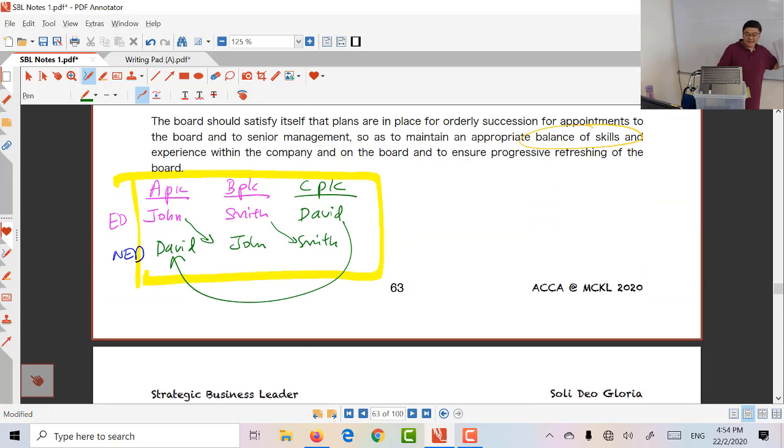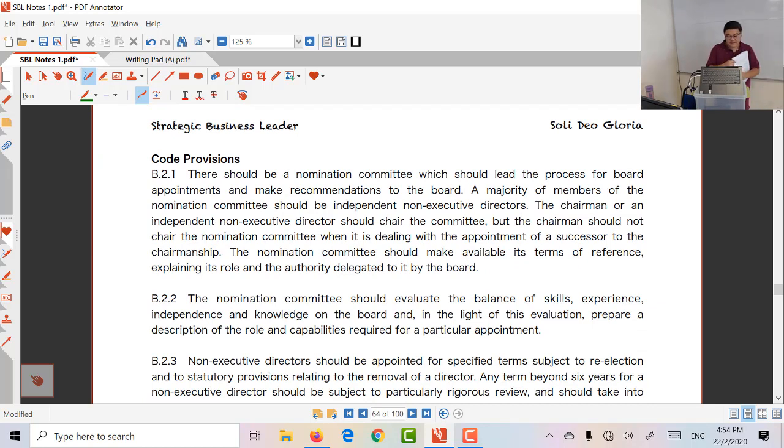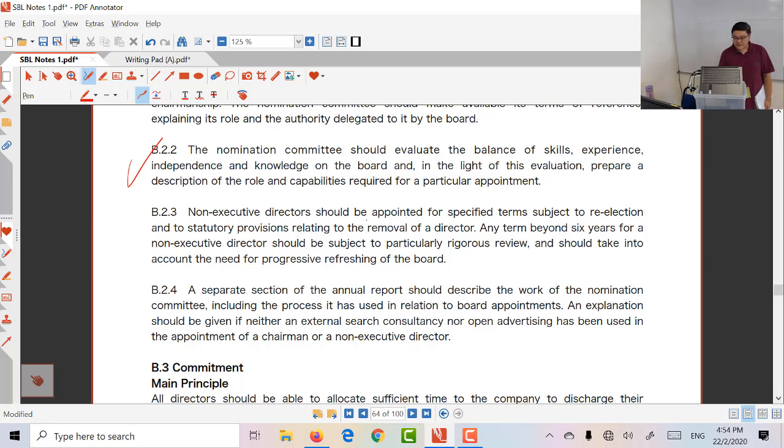Okay? Now, understand that this is what cross-directorship means. All that has the potential risk of affecting directors' independence. Okay, let's move on to the next page and see what it says. Now I've explained this part to you about the committee membership, and I've told you about the balance of skills and experience. Now let's move on and see what it says. The non-executive directors should be appointed for a specified term, and subject to re-election. Now this will cross to B7, on re-election.